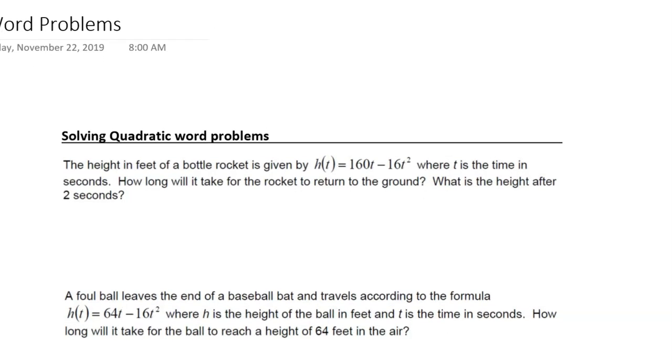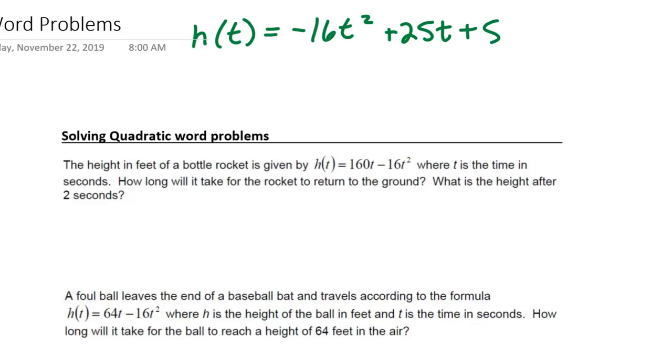All of the ones you're looking at had h of t equals, and then they had a negative 16t squared. I'm going to use the bottom one, the number 5 equation. Look at number 5. It has a negative 16t squared in it. And what else does it have? What else is part of that equation? Is it just regular t? Plus 25t? And plus 5. Okay, so if we compare that to y equals ax squared plus bx plus c.